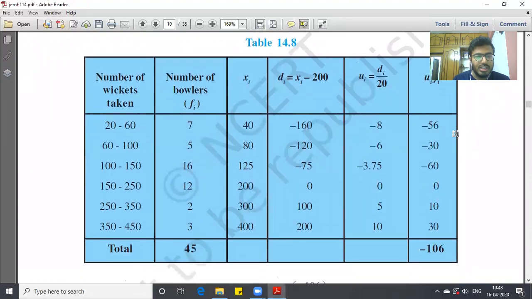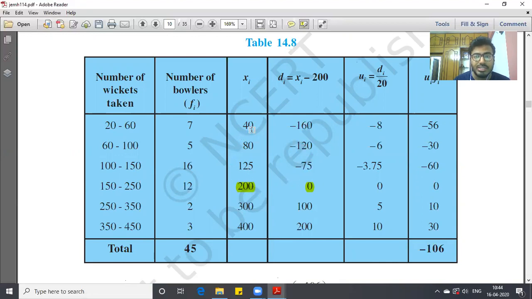Now see, they have written the classes 20 to 60, 60 to 100, 100 to 150, and all the classes, with the frequencies also. Then they calculated xi, which is upper limit plus lower limit divided by 2. They have got all the xi's. After that we take any middle one as a, so we are taking 200 as a. Here 200 is a, so in front of it the di is 0. Then 240 minus 200 is 160, then 120, 175.